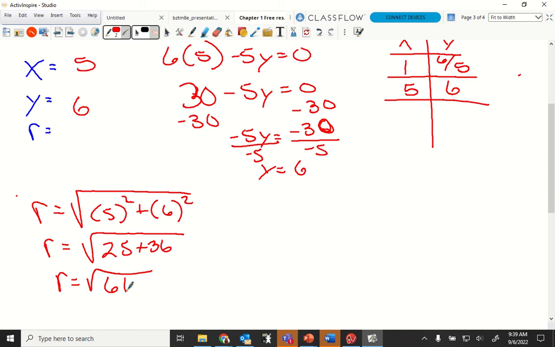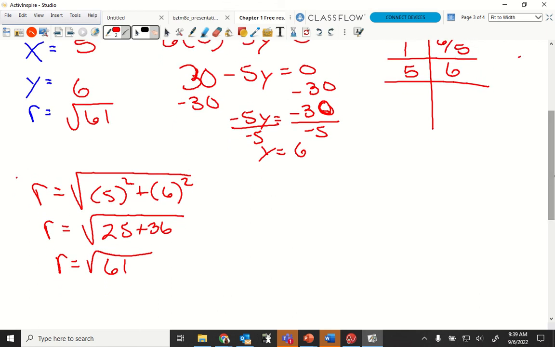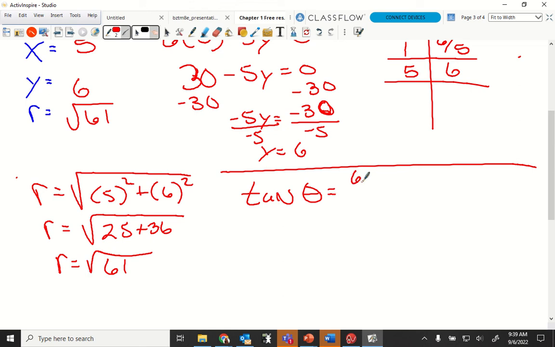Now, do we know x, y, and r? Yes. There we go. So let's go through and find our 6 trigonometric functions, starting off with tangent. What does tangent represent? y over x. You're getting there. Okay, tangent is y over x, and my y value is 6, over 5. Very good.